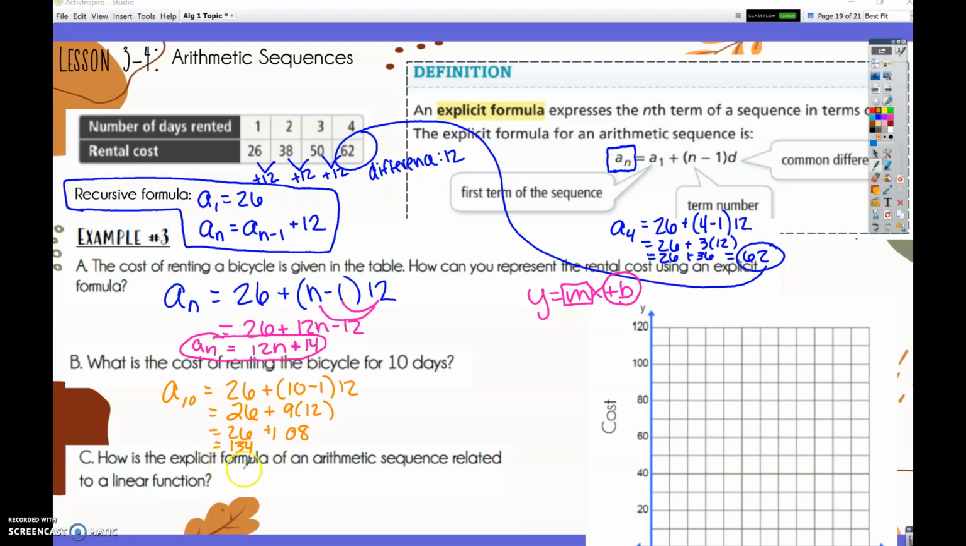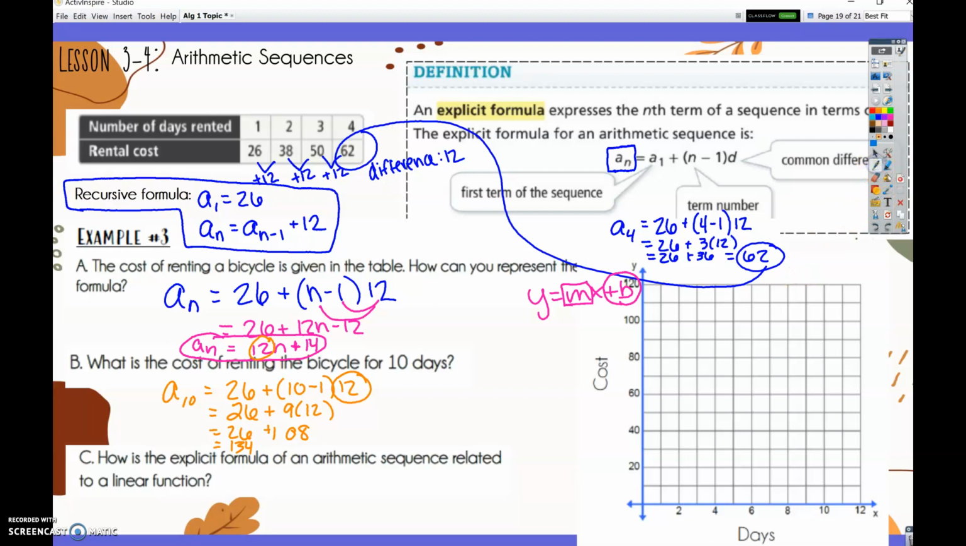Now, how is this explicit formula related to the arithmetic sequence and a linear function? Remember, this 12 is like your slope. It's what it's growing by every time. Your 26 is somewhat like your start value, but that's actually on day 1. So if we were to ever look at a graph of this, I would say on day 1, for 1 day, it would cost me $26. For 2, it would be $38. For 3, it would be $50, and so on. You can see how this linear equation is forming. And each time it's going up by $12 for 1 day.